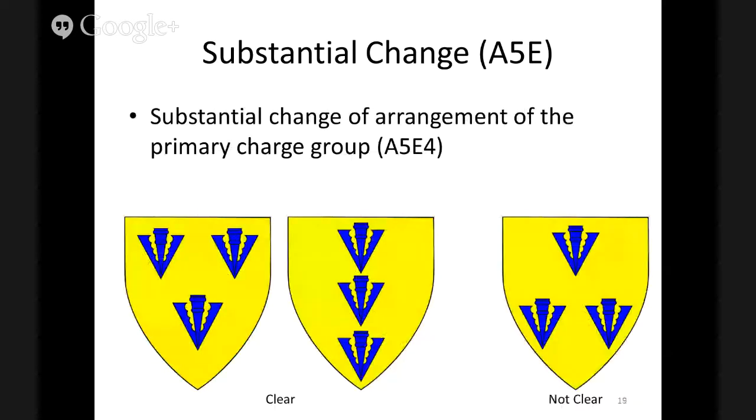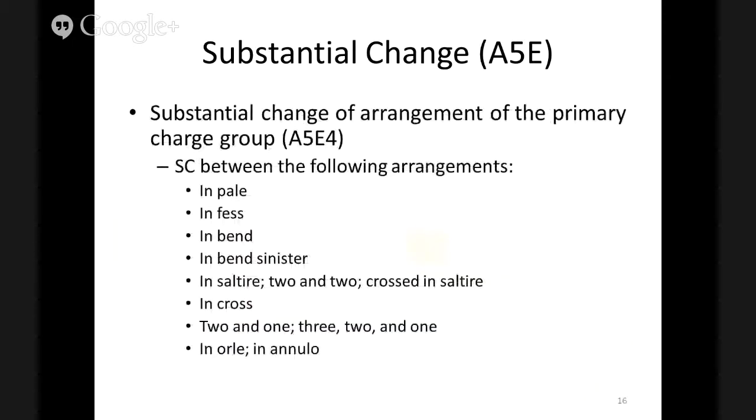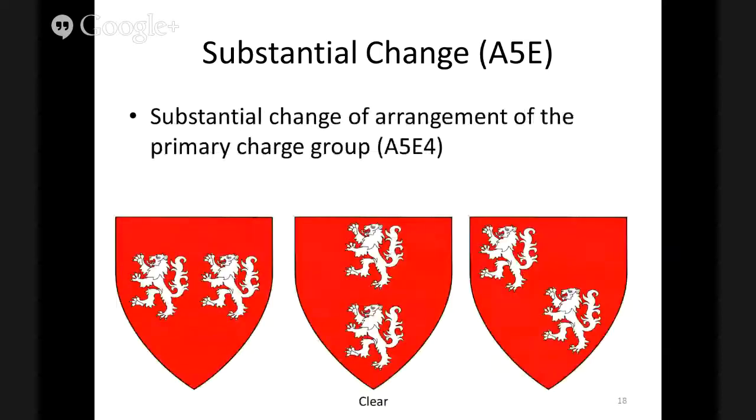Now, what's the first one? Those are fleurs, by the way, if you don't recognize them. It's a stylized Erica. What's the arrangement on the first one? 2 and 1. Okay, and how about the second one? In Pale. Okay, so 2 and 1 and in Pale are on our list, right? In Pale's up top, 2 and 1 is second from the bottom. So they're clear from each other.